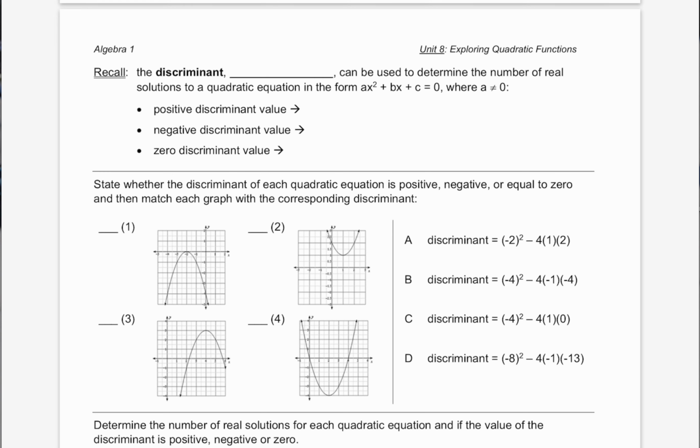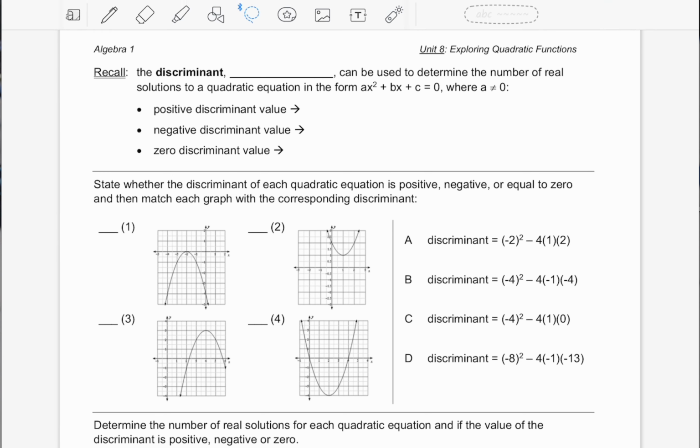Formula b squared minus 4ac. All right, straight out of last unit. Now, the rest of it is just kind of a blurb as to what it applies to, but I just realized that we're missing a bullet point here.